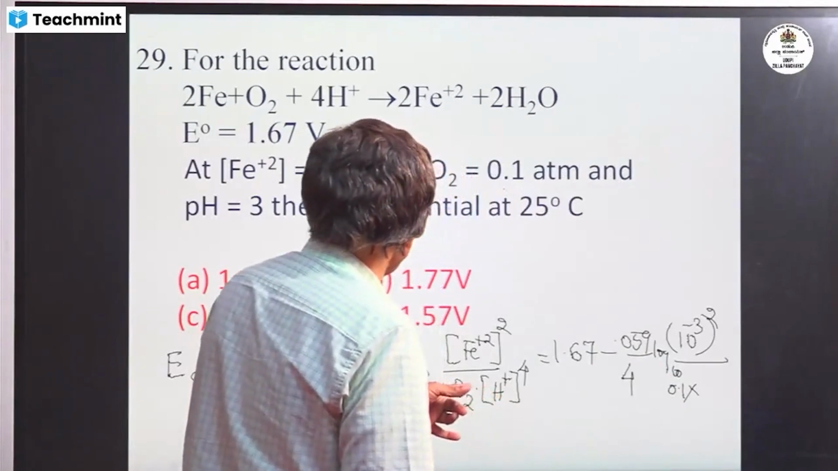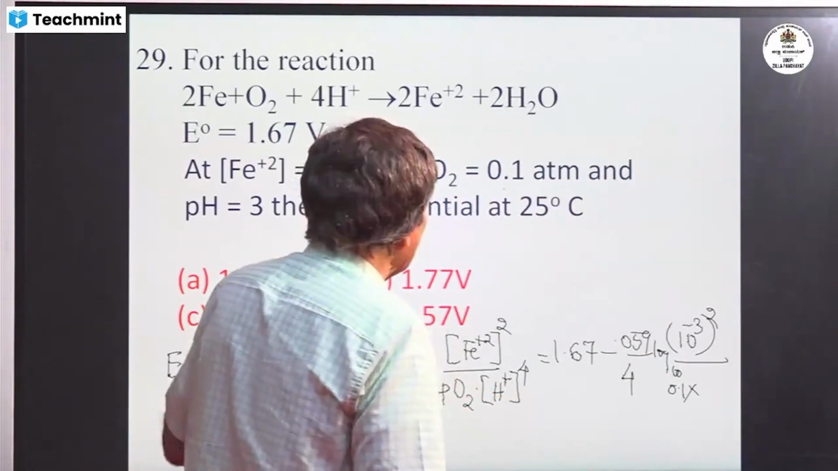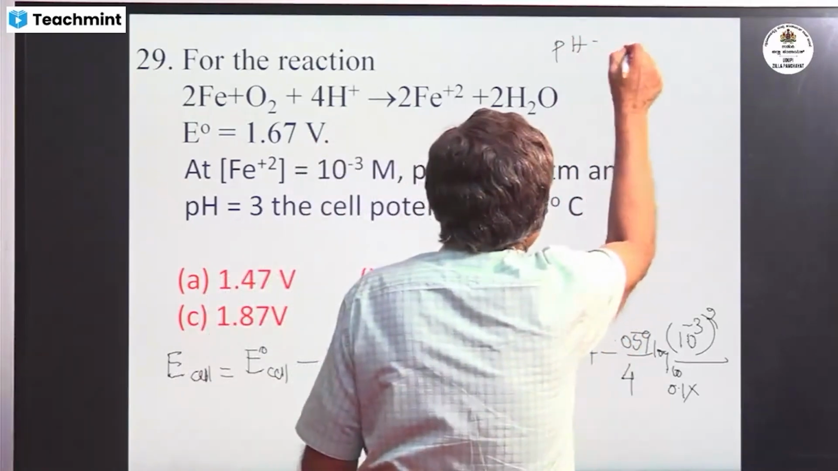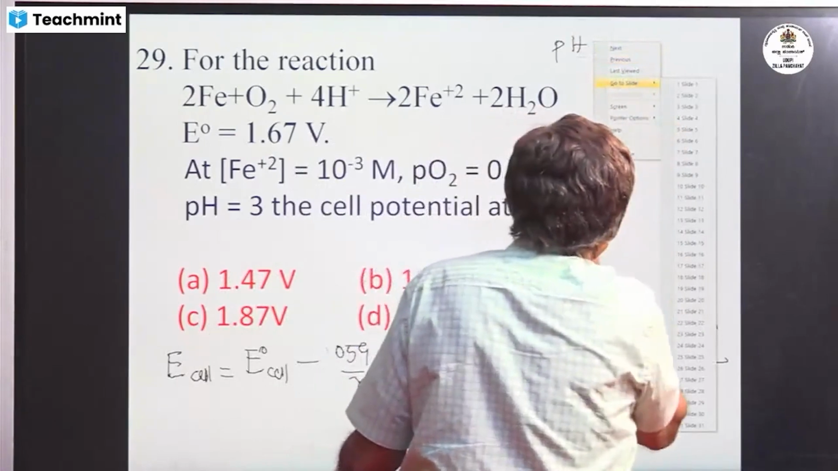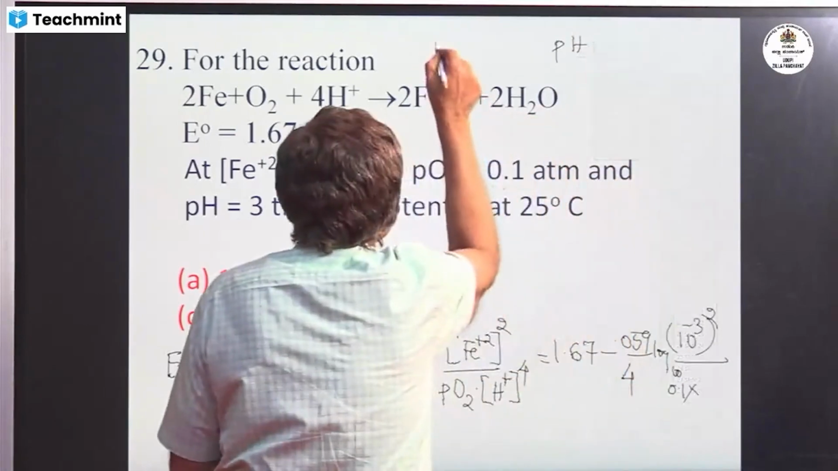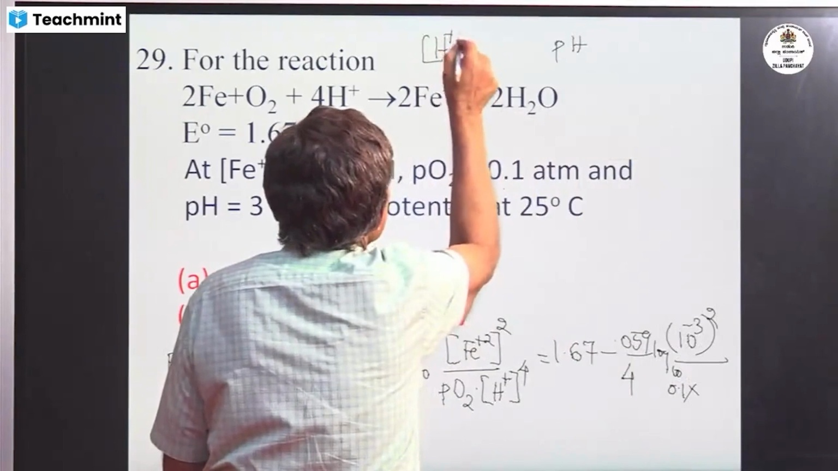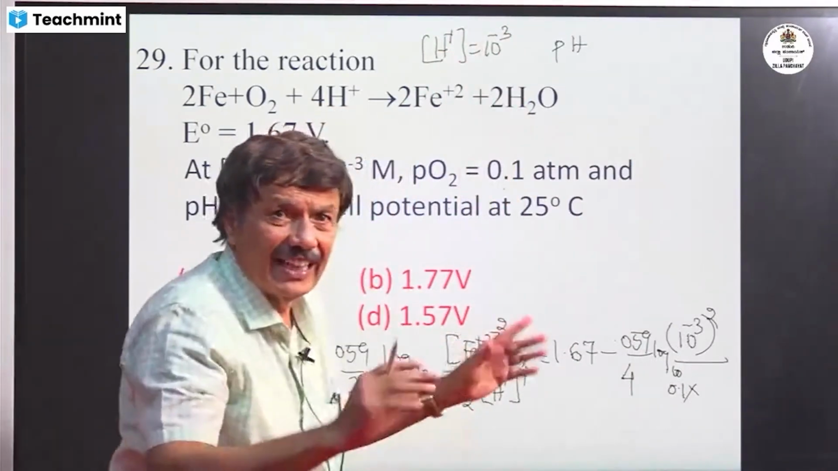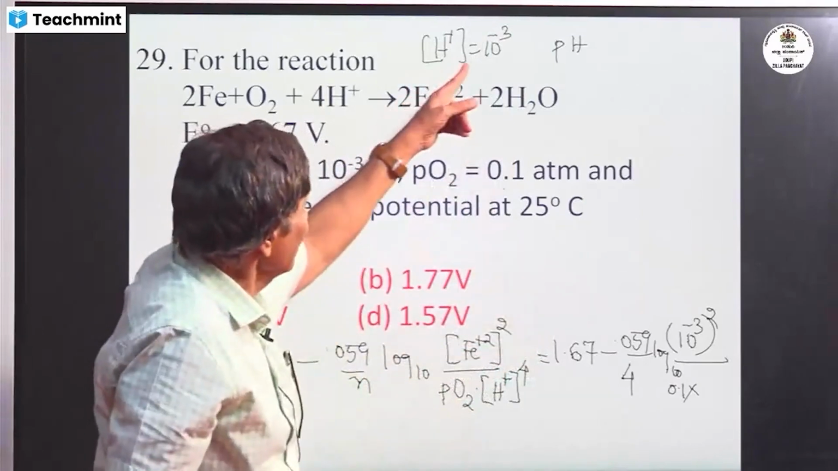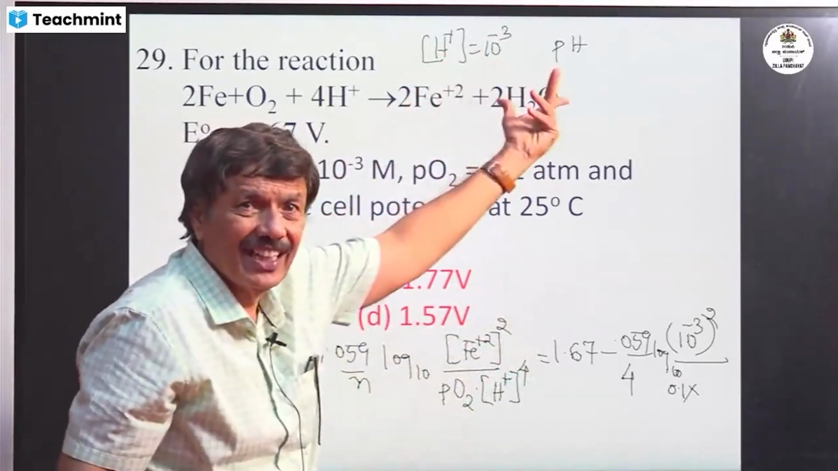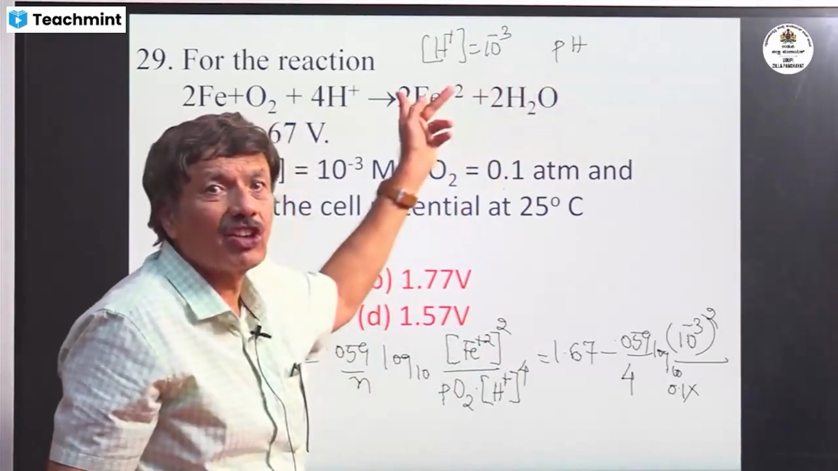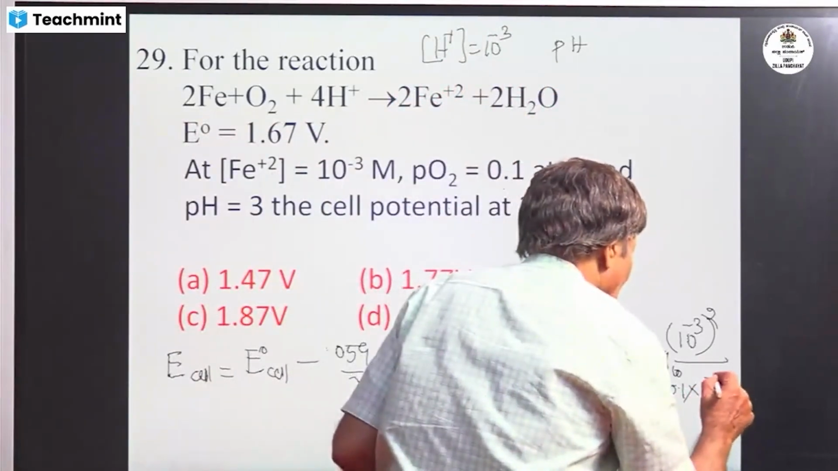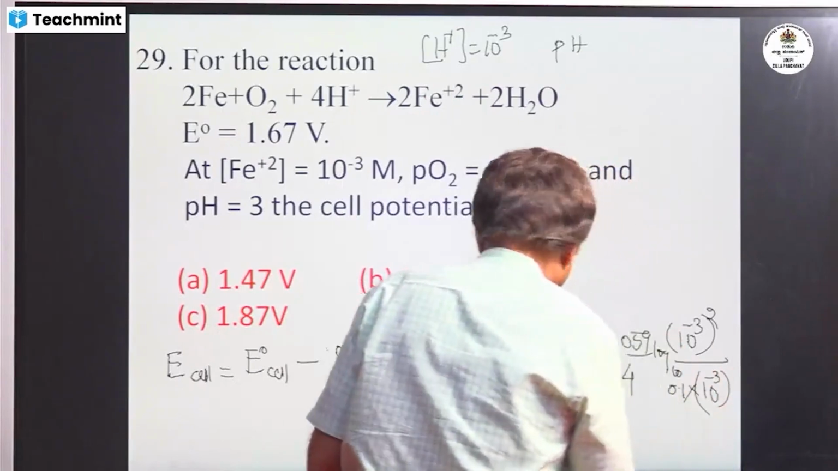What is the concentration of hydrogen ion? They have not directly given it, but they have given pH 3. When pH is equal to 3, the concentration of hydrogen ion is 10 to the power minus 3. This is how they are interrelated. When hydrogen ion concentration is 10 to the power minus 3, pH is 3. Or when the pH is 3, hydrogen ion concentration is 10 to the power minus 3. 10 to the power minus 3, to the power 4.